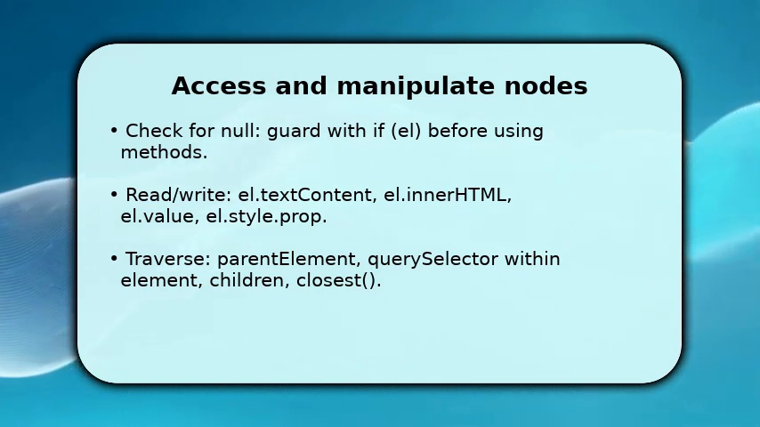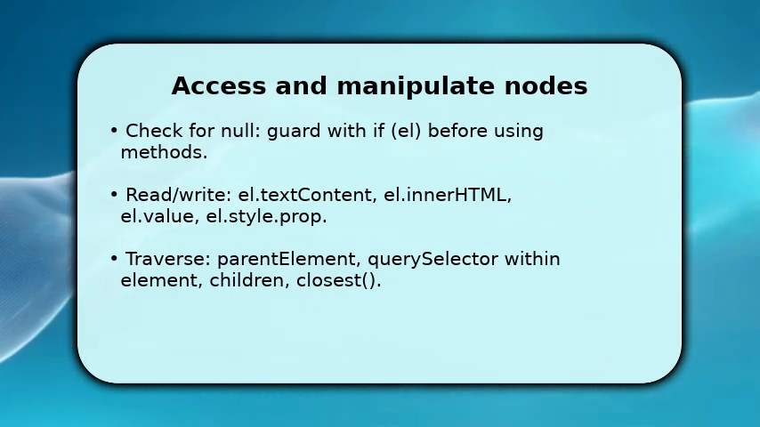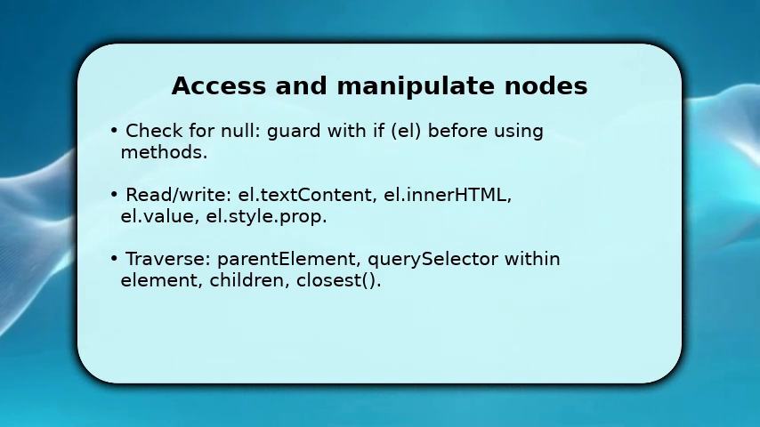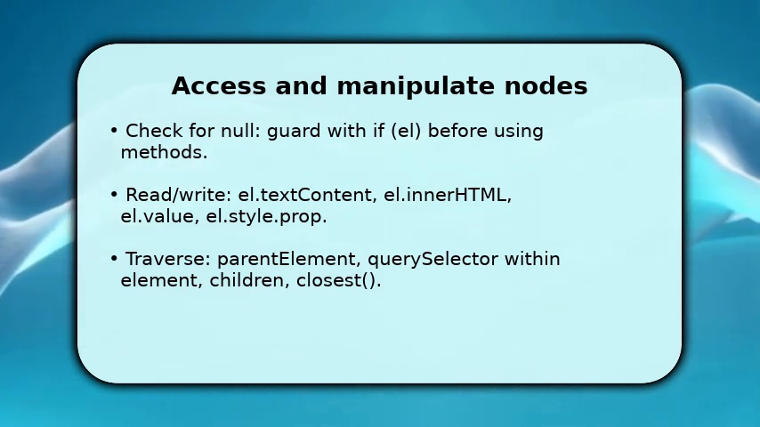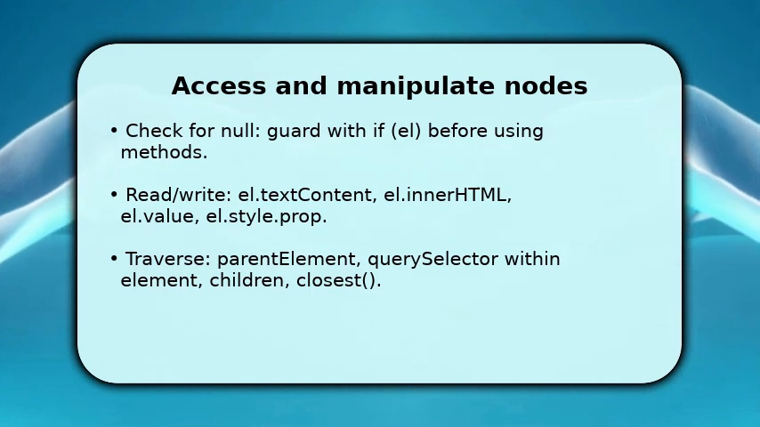You can also scope searches by running querySelector on that element to find descendants, use parentElement to move up, or closest to find an ancestor. These patterns keep code modular and prevent accidental global queries.